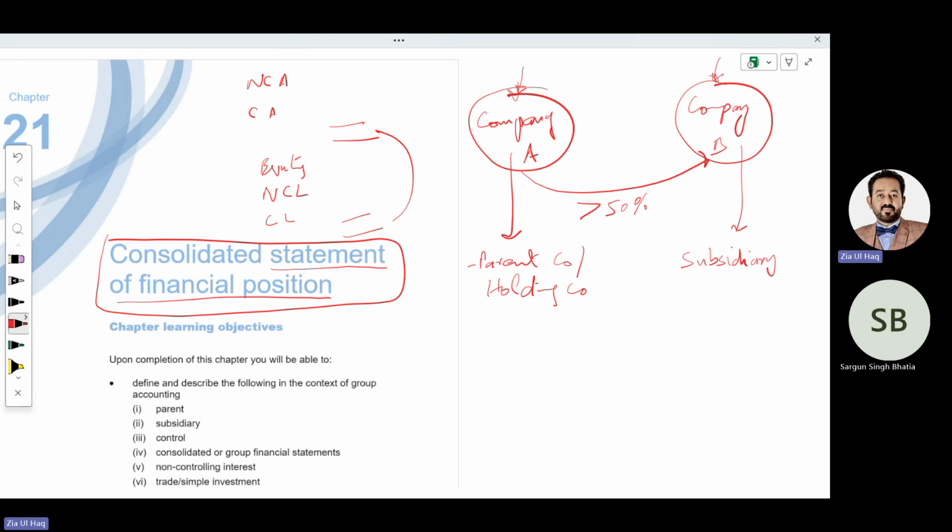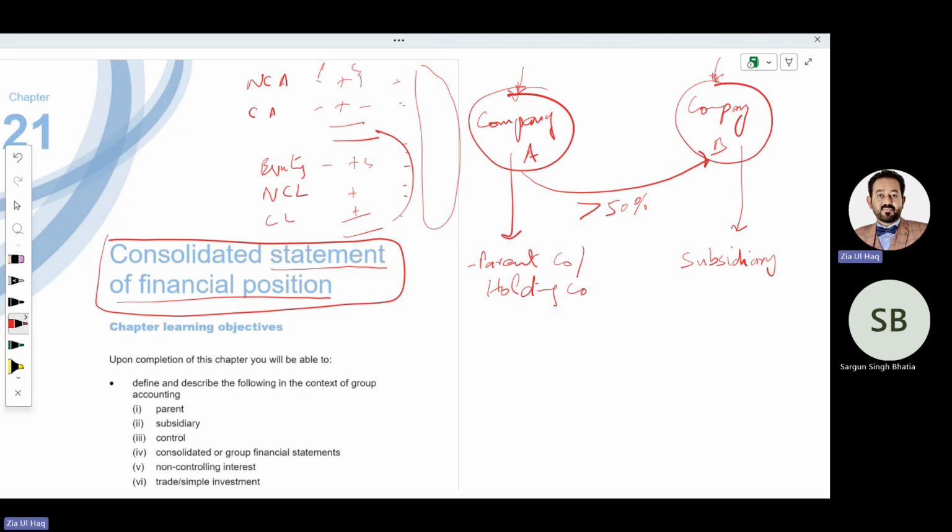What are the consolidated financial statements? The results of company A, meaning parent company, and results of company B, meaning subsidiary, will be combined to prepare consolidated financial statements. Non-current assets of parent company and subsidiary company should be added. Current assets of parent company and subsidiary company should be added. Equity of parent company plus subsidiary company should be added. Non-current liabilities should be added and current liabilities should be added, and the total figure by adding results of parent company and subsidiary will be called consolidated results. Can you understand this concept?